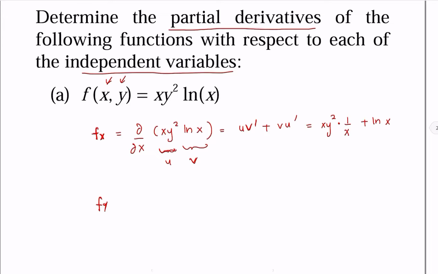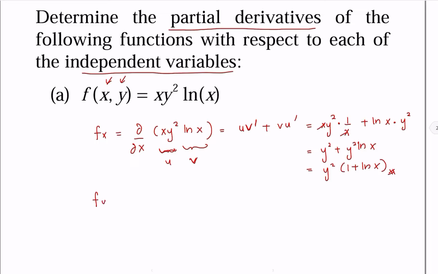What is u prime? U is x y squared, so u prime will be y squared because y is a constant. We just rearrange this and cancel out, so we get y squared plus y squared ln x, or we can write it as y squared times 1 plus ln x. So this is f x.